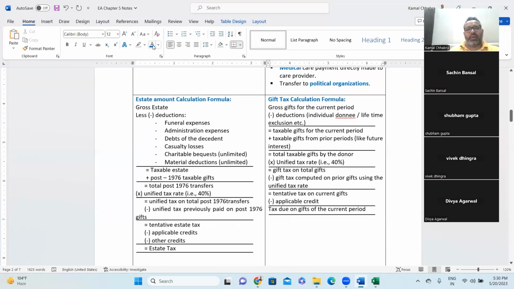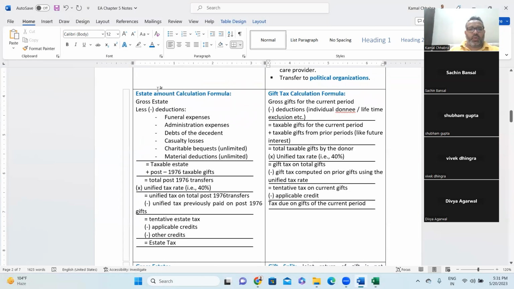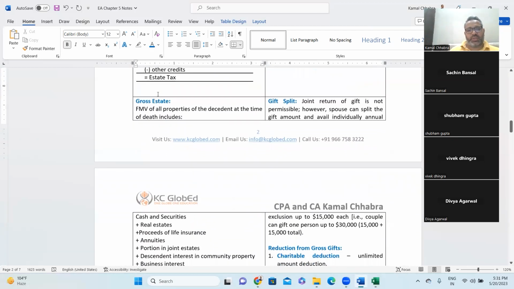Now coming to the calculation. Estate amount calculation formula. How do you calculate the amount of estate which is taxable? So first is gross estate. So let's understand what is gross estate first.